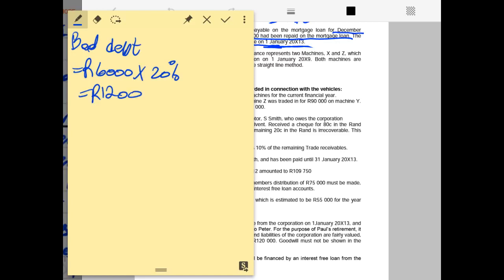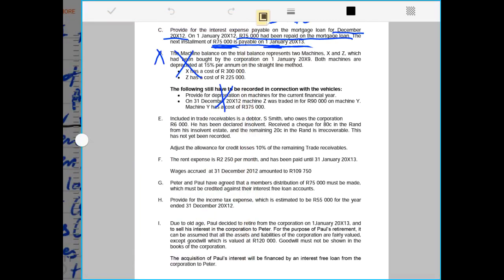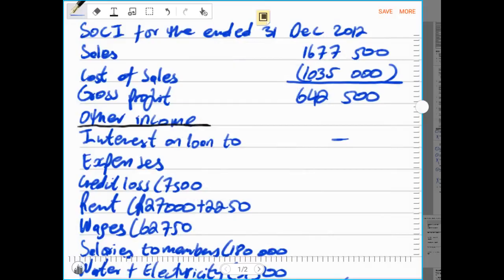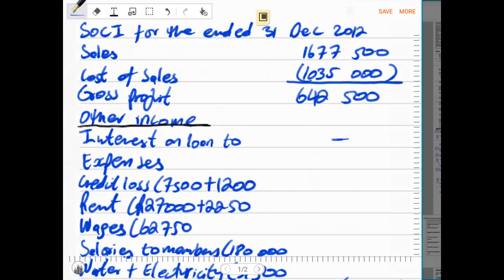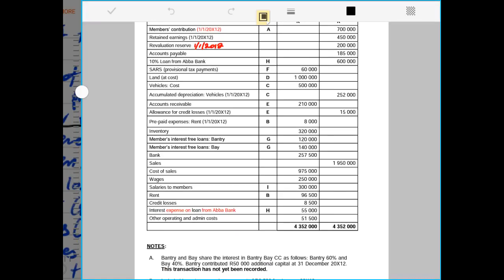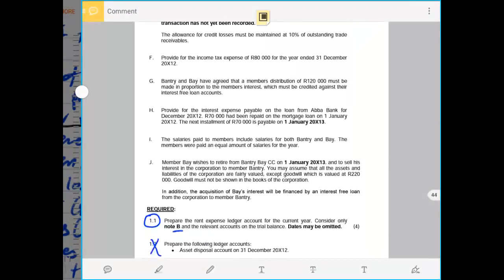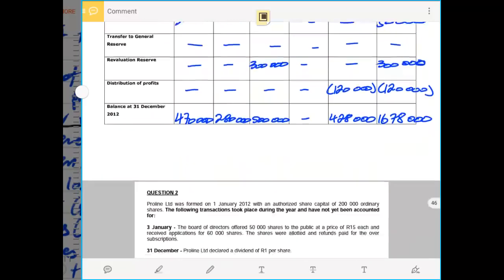Then that will give us an amount of 1,200. 6,000 times 20%, that is 1,200. So now that is a bad debt, the portion that has not been received. So now we have to go and record that in the income statement under credit losses, plus 1,200 rands. Then after we continue with the calculations, and in continuing with the calculations, let me go back, this thing automatically goes up.